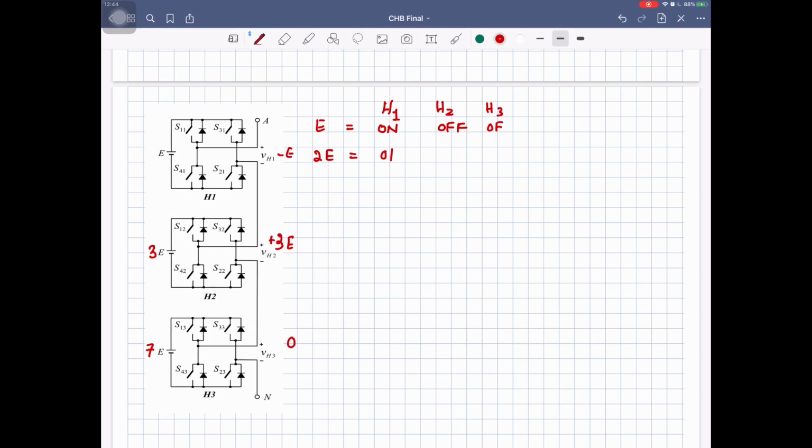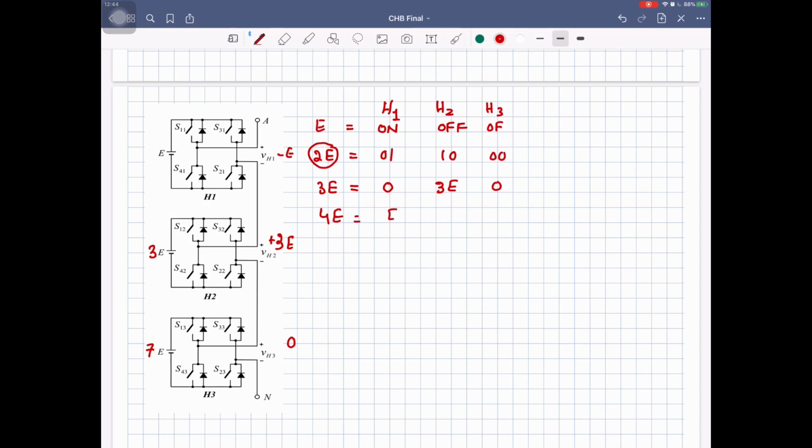Then how to get 3E? For 3E, first inverter should be 0, second inverter 3E and the third inverter should be at 0. Then to get 4E, what you will get? E from the first inverter, 3E from the second inverter and this will be 0. The sum will give you 4E.